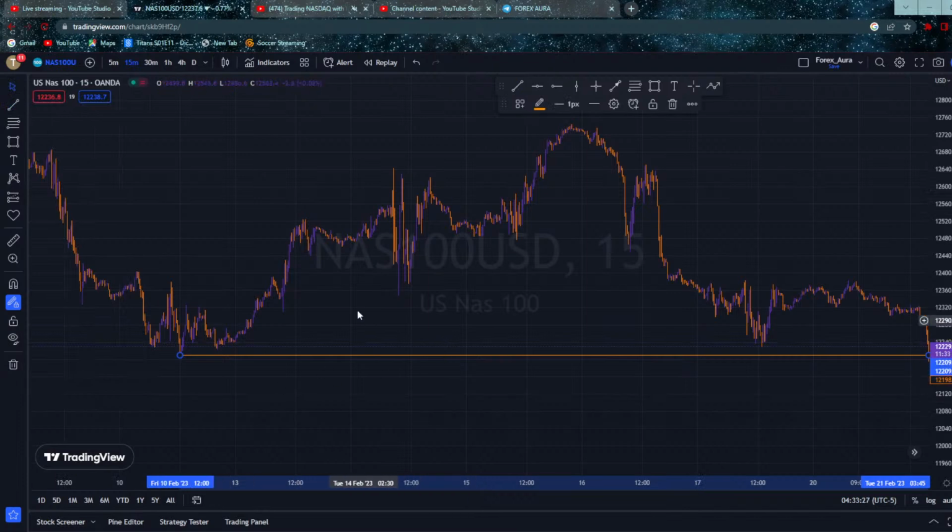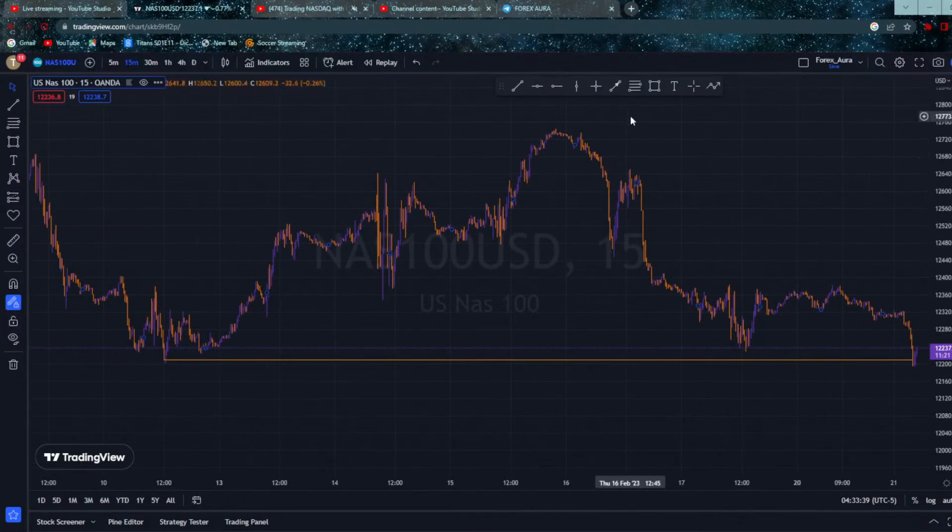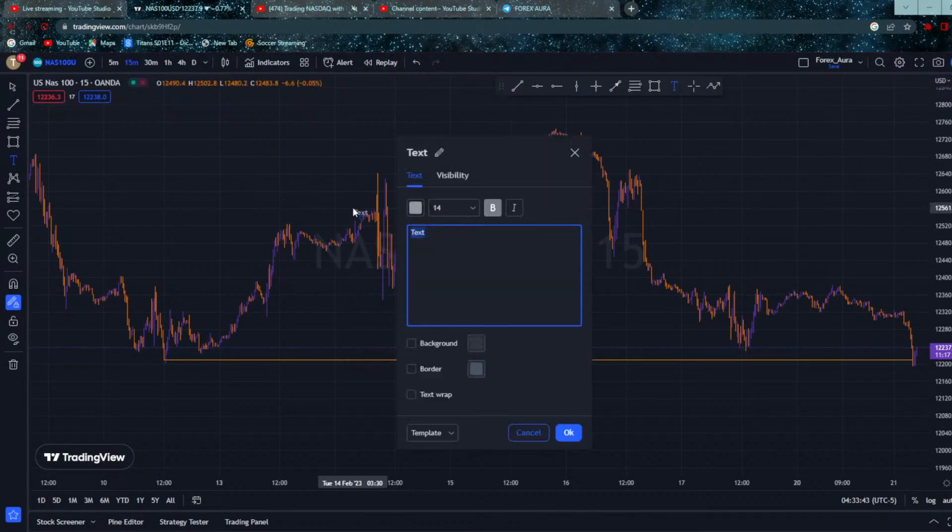So let's see. What does this look like? Okay, it didn't touch it here, but let's move forward. It did touch it today. Understand? What does this look like in your eyes, guys? What does this look like? Don't tell me you don't see what I see. Let me write it in big letters. Market maker. This one is making noise.